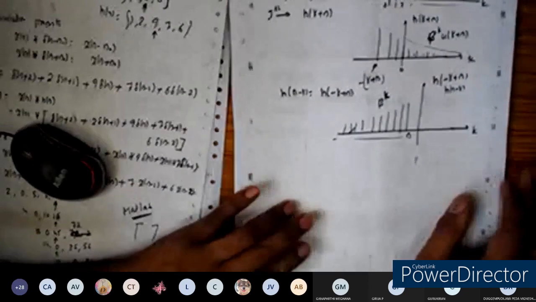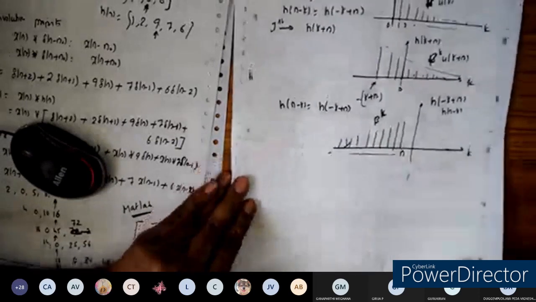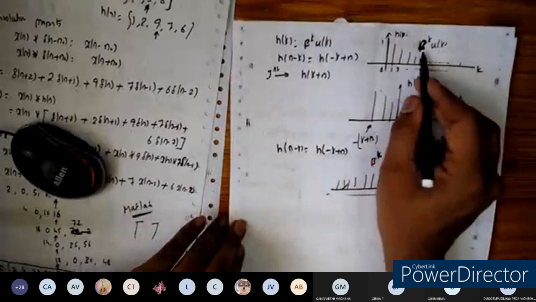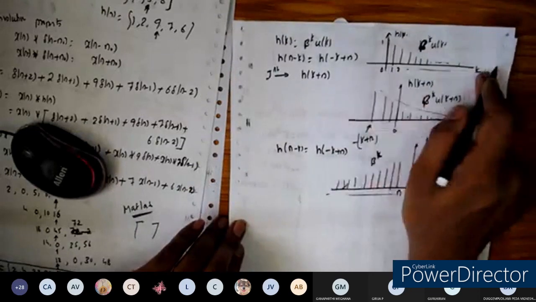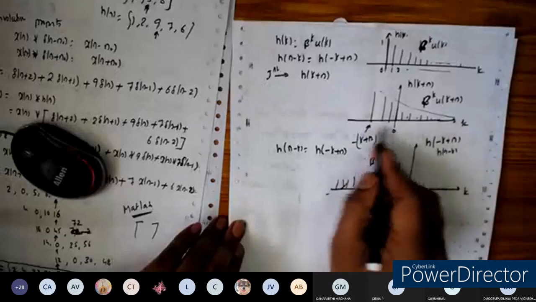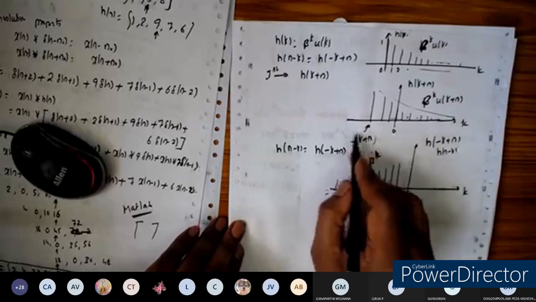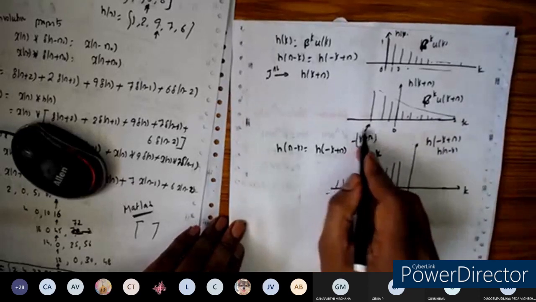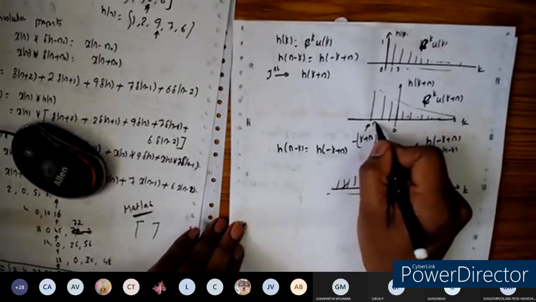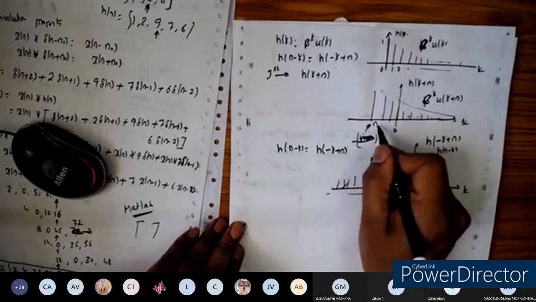Okay, so got it now? I'll explain once again the 3 steps I did here. First I wrote h of k, which is nothing but beta to the power of k into u of k. I wrote it here. It is going to start like this. Next I am going to shift the signal towards the left side by n units. The signal has been shifted like this, n units. So this is the n.